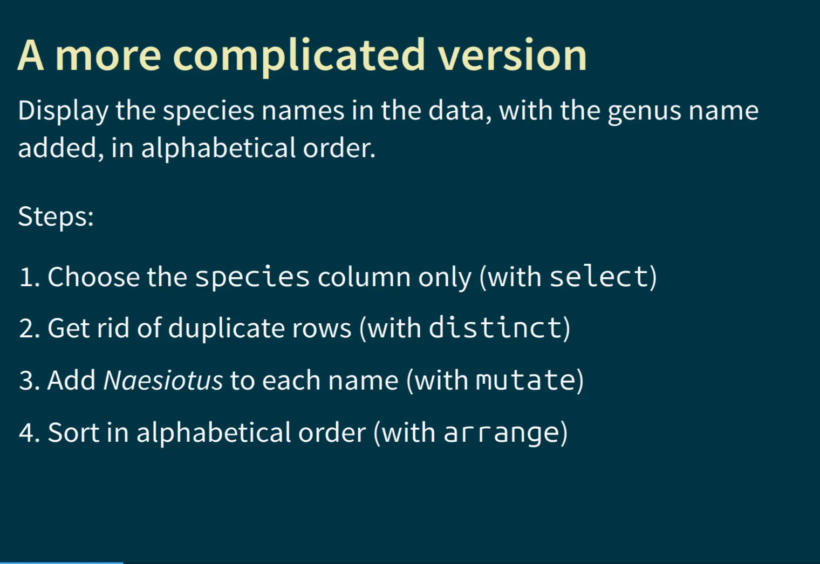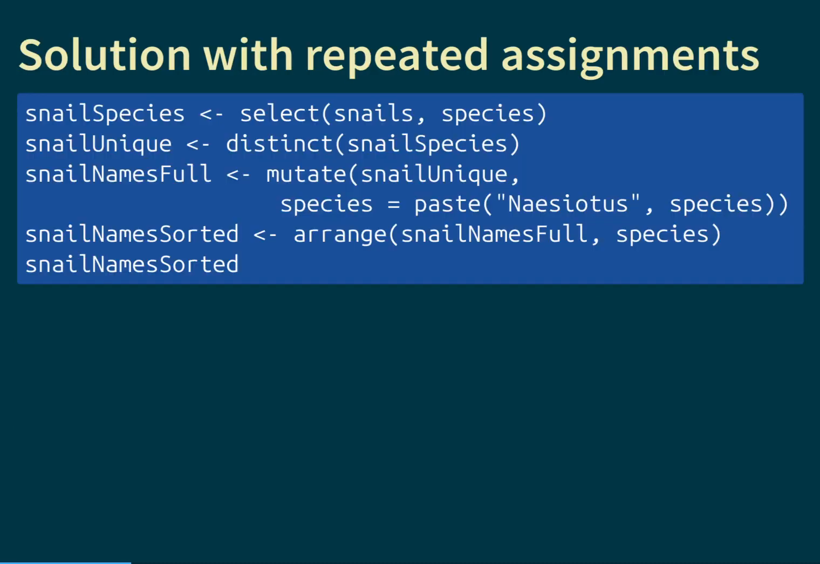Alright, so how can we actually implement this solution? One way to do that is by using repeated assignments to variables, although as we'll see this is not necessarily the best solution, but it definitely works. As you see, it looks a little bit messy, so let's break it down line by line. So first of all, we define a new variable called snail_species, which is equal to select(snails, species), which means we just choose that one single column from the snails dataset, namely the column species. So in other words, the variable snail_species will contain a tibble with a single column, which will be species.